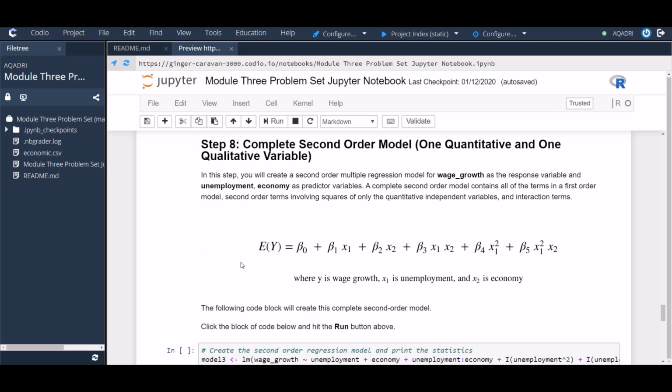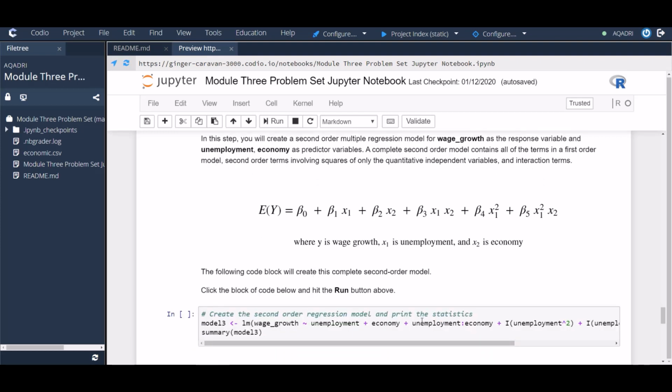Once you know what model you're creating, you have the general form of the model. You will then code it in R, and it's pretty much the same as before. There's really not much different about this. We have the unemployment and economy first order terms, the interaction between the two. Then we have the unemployment squared, and we have the interaction of unemployment squared and economy. So let's run this and see what we get.